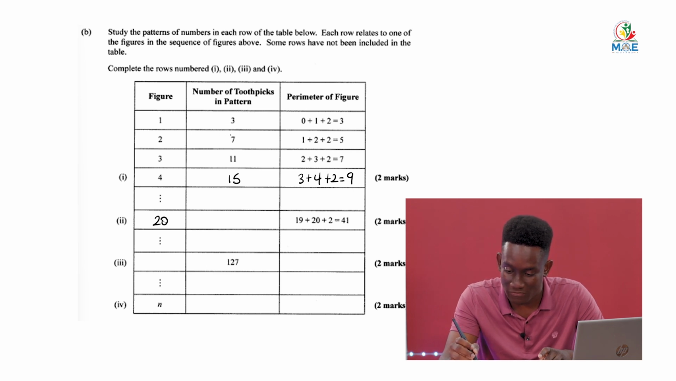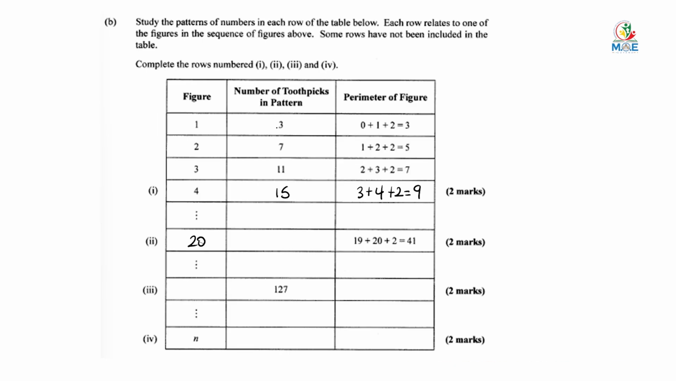2 times 3 would give me 6. So that can't work. 6 plus 1, no, that won't work. So let's try another one. 1 times 4 would give me 4. But we have a 3 here. So let's see if we subtract 1 from that. So 1 times 4 would give me 4. And if I subtract 1, that would give me the 3. So let's try that now.